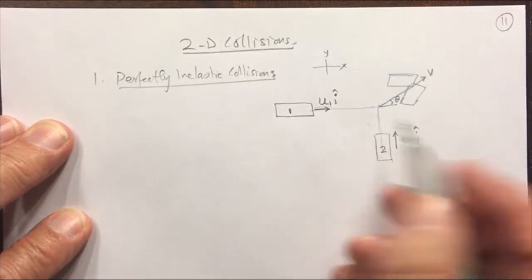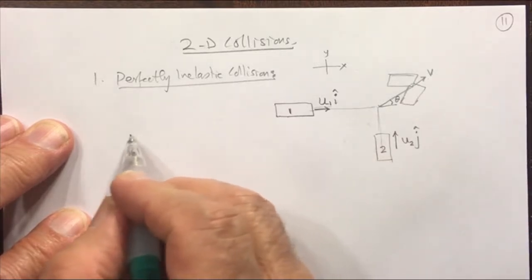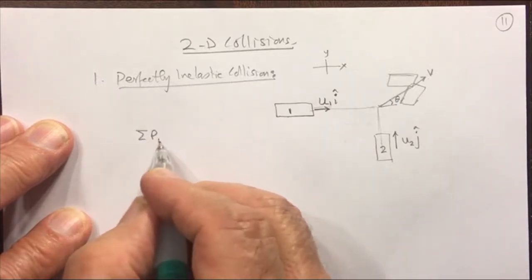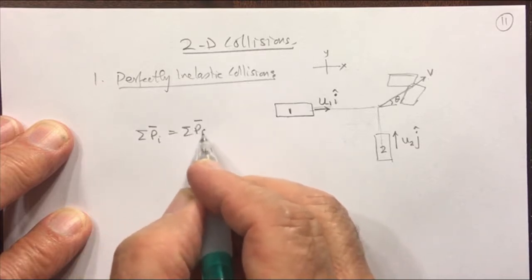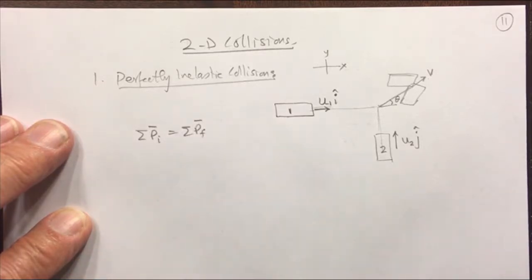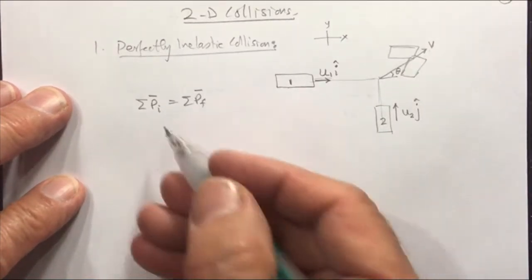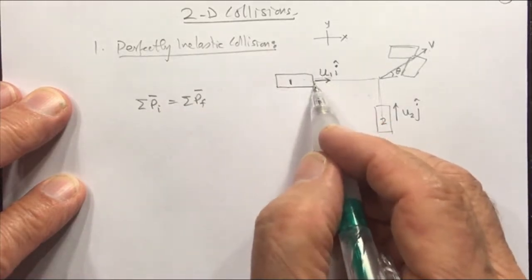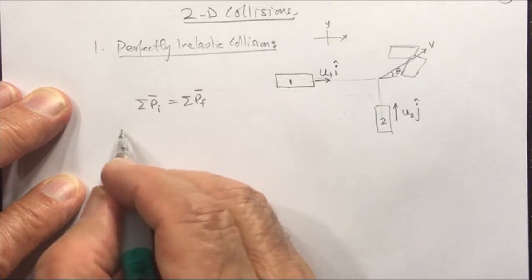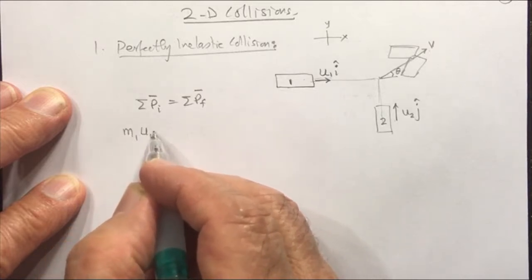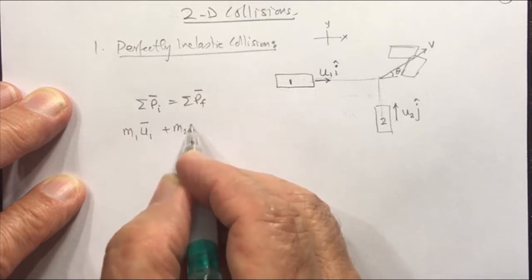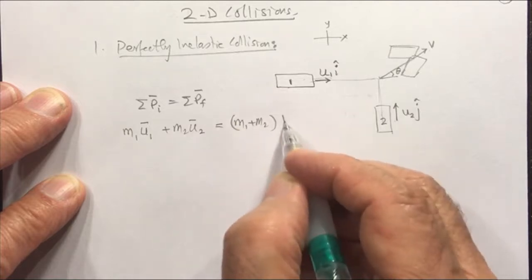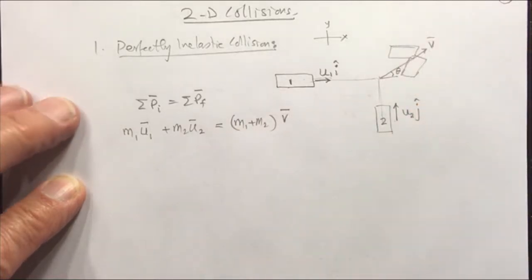And now instead of breaking up into x and y components, we'll do it in a vector form, just to have another way of doing it. We will say that the sum of the momenta initial is the sum of the momenta final, and I'll write these as vectors instead of x and y components. So the initial momentum is going to be the momentum of this object plus this object. So it's going to be m1 u1 plus m2 u2, equal to m1 plus m2 times v, and the v is the vector of that.